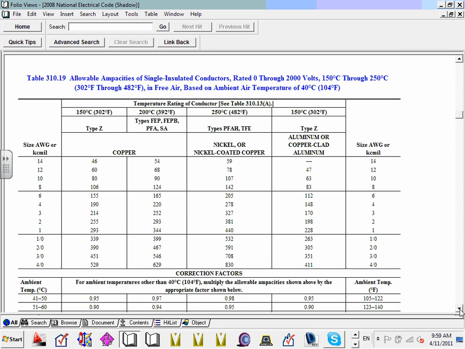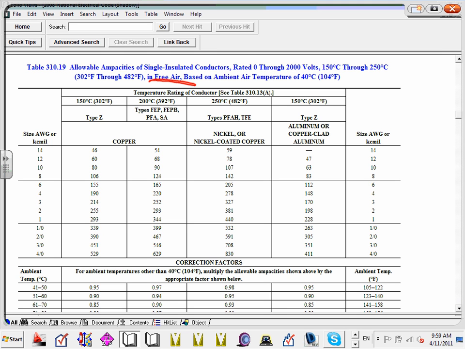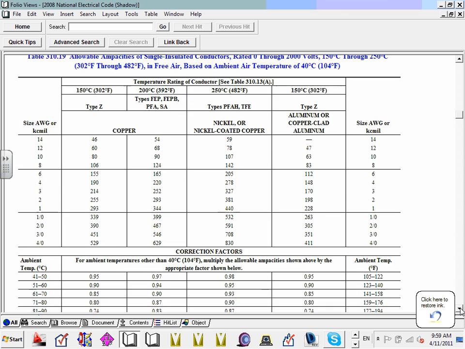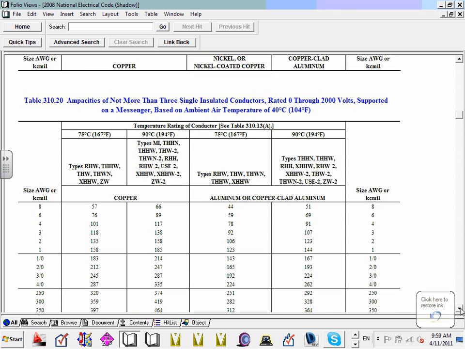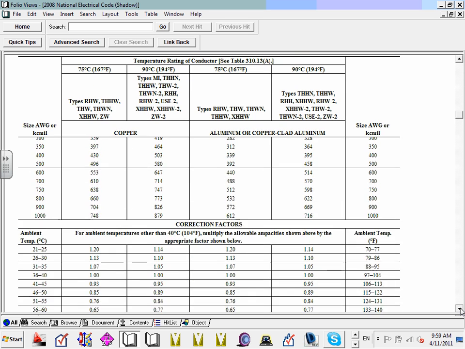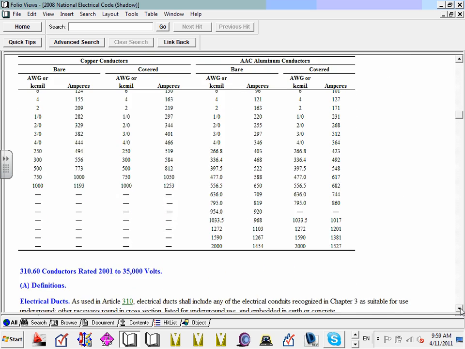The only difference between this table, guys, if you look here, is that this is for in free air. If you don't put it in a conduit, you just put them in free air, and cable trays will also take this one. Same application. So moving on, there's a bit of these supported by messenger. There's a few applications here, guys. I'm not going to go over them. Messengers and the total, these are the most important things.